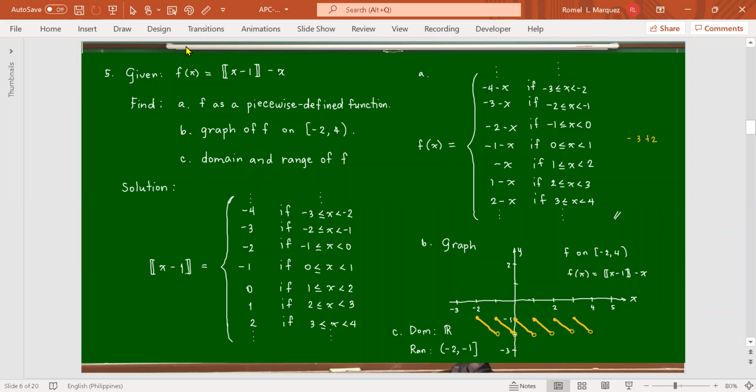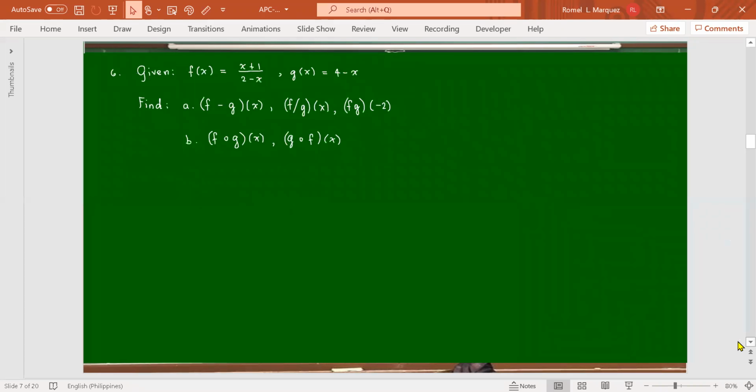Any question with this, guys? So I think you had this in your Gen Math. I do not know if you had this in Gen Math. What about number 6? Or number 6, guys?